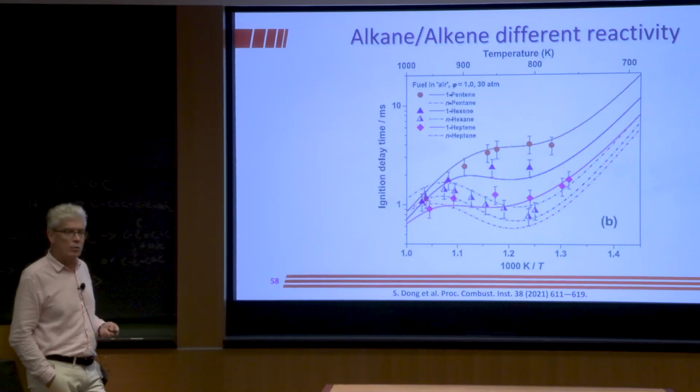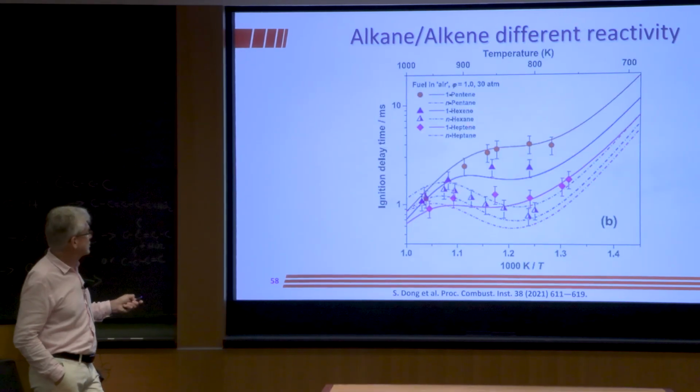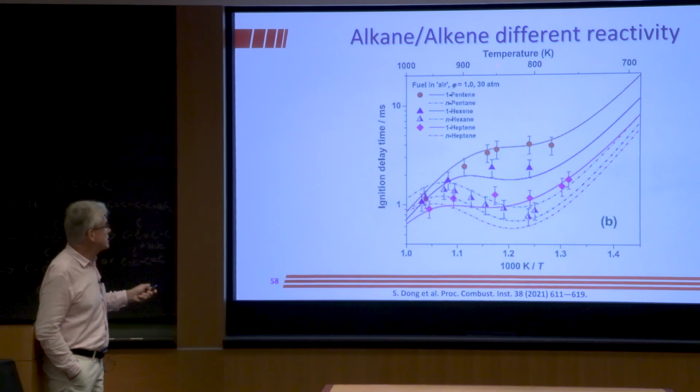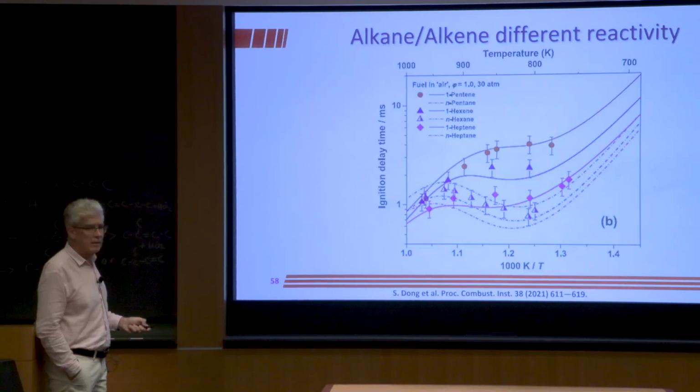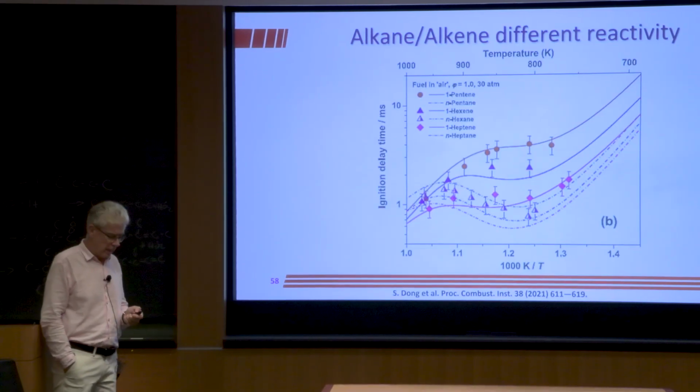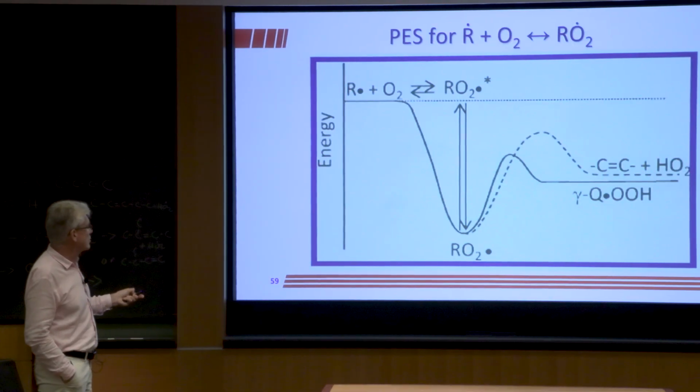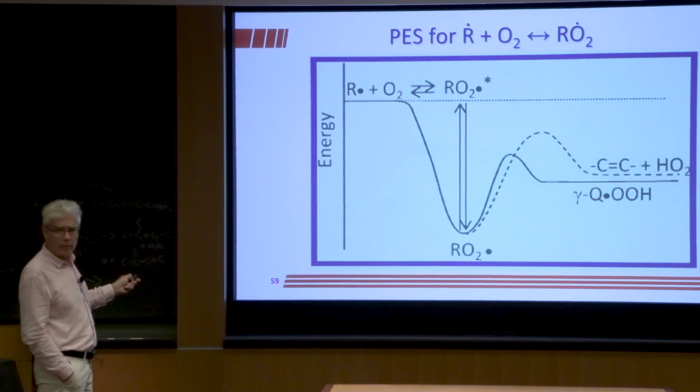low temperature regime. So why is it that the alkene, say 1-hexene, and n-hexane have different reactivities? And you can see clearly that in this temperature range, 800 to 900 Kelvin, 1-heptene is much slower than n-hexane, its corresponding alkane, right? And the reason is because of this diagram, the R plus O2 giving RO2 equilibrium. Okay, so when R reacts with O2, it falls into this well. So again, this is zero energy barrier.